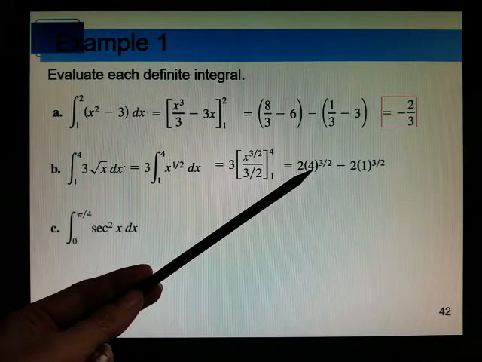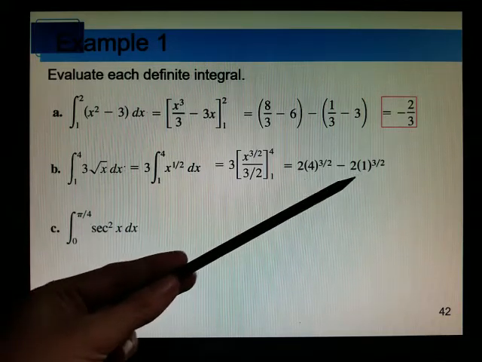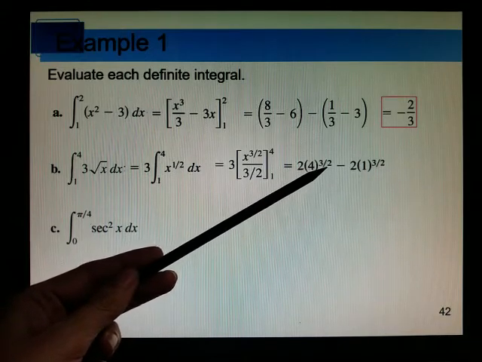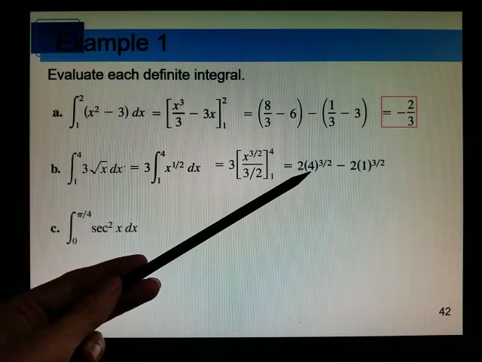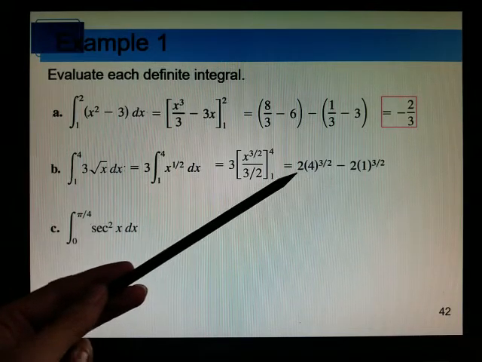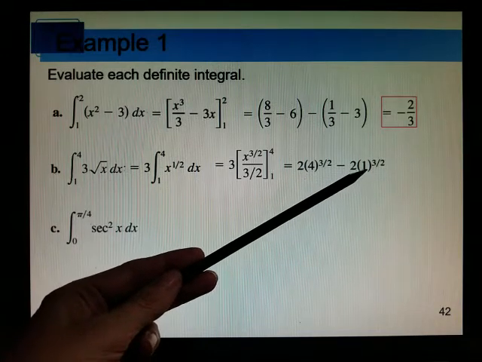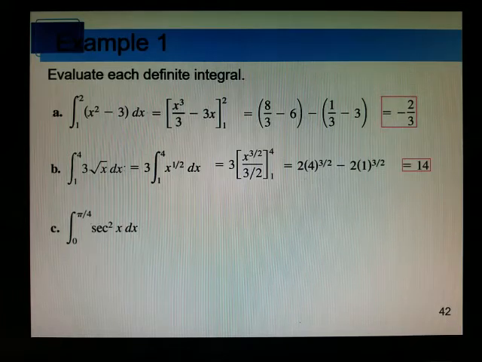So there's 2 times 4 to the 3/2, minus 2 times 1 to the 3/2. Now remember, when it's raised to the 3/2, the denominator is the root, so that means the square root, and then to the third. So the square root of 4 is 2, to the third would be 8, times 2 would be 16. This means the square root of 1, that's 1, to the third, that's still 1, times 2. And then you would have your answer.